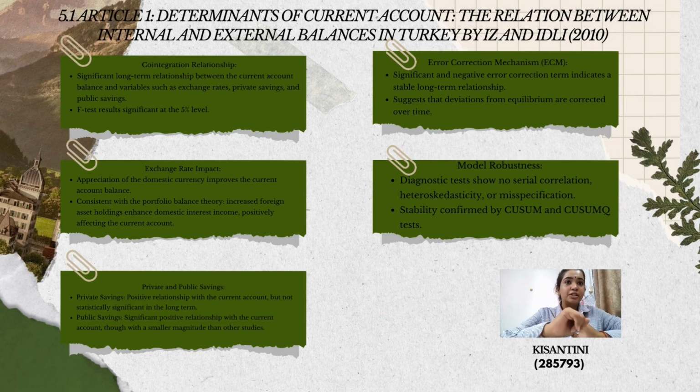First, there is a long-term relationship between the current account and variables such as the exchange rate, private savings, and public savings, with F-test significance.